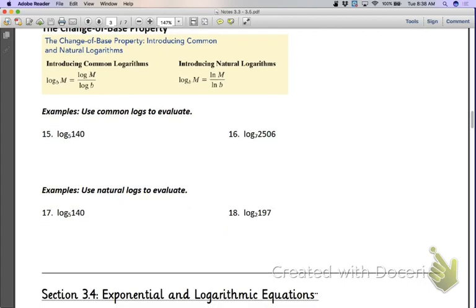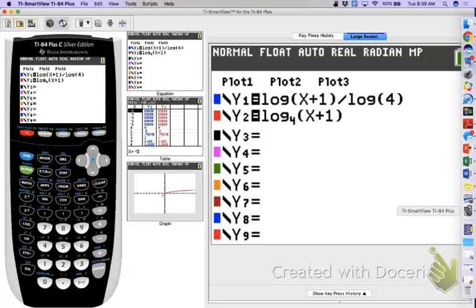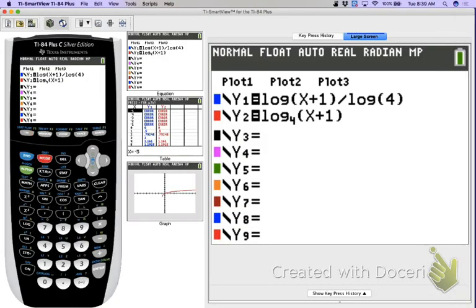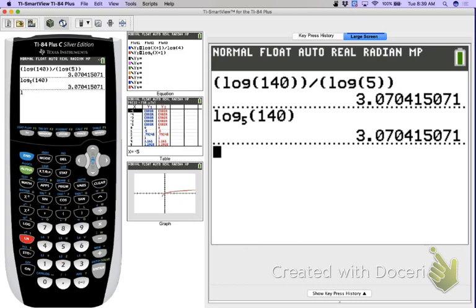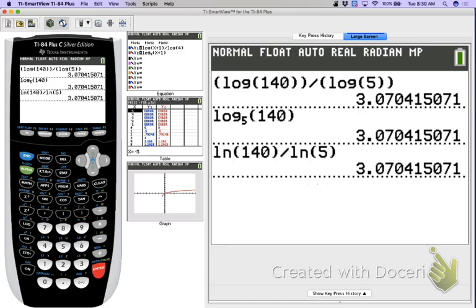Same way with the natural logs. You can turn any of these. Basically, if you have the natural log, it's going to be the same value. So if I have log base 5 of 140, I do the natural log of the number over the natural log of the base, just like I did before. So if I go right back out to my regular window and hit the natural log of 140, make sure you close that parenthesis and divide it by the natural log of 5, I'm still going to get the same value.